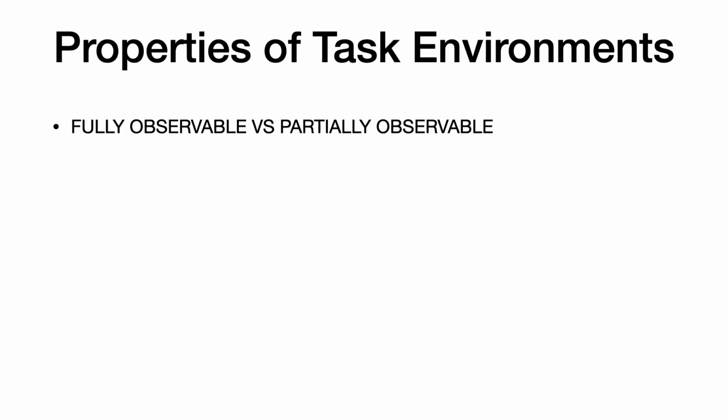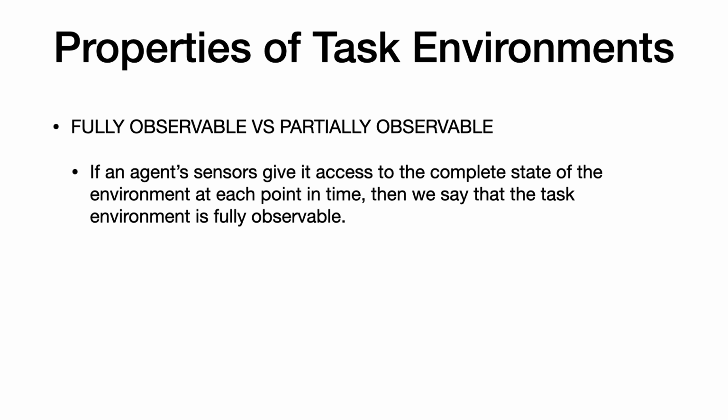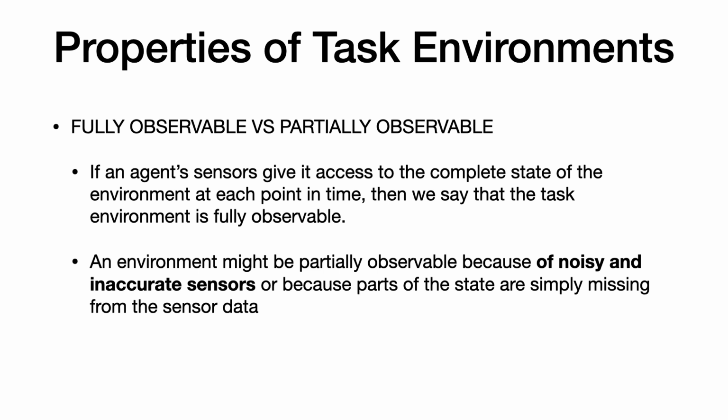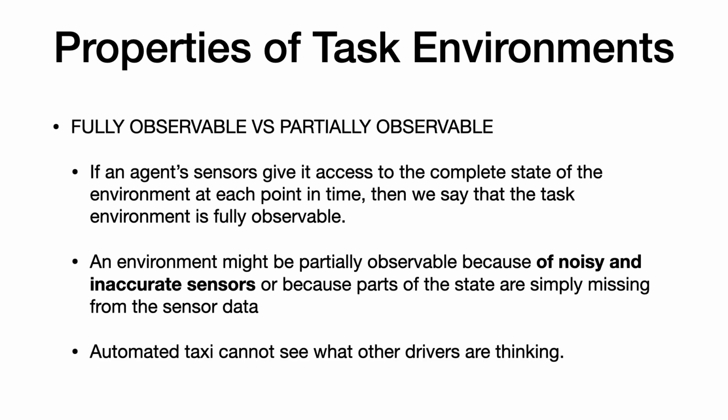So the first thing is fully observable versus partially observable. If an agent through its sensors is able to get the complete information regarding the environment, then we can say it is fully observable. If due to some noise and inaccurate sensors you are not able to completely perceive the environment, then you say that it is partially observable. So this is the first property, and your automated taxi cannot see what other drivers are thinking. So you cannot say it is fully observable, it can be said to be partially observable.